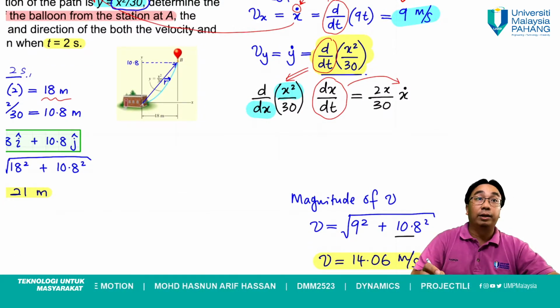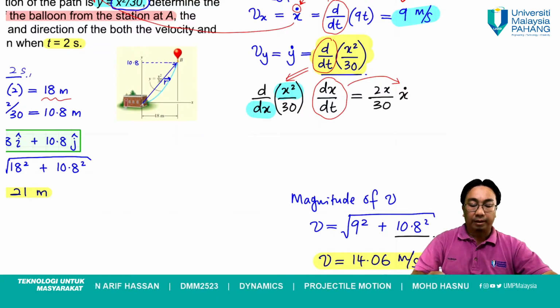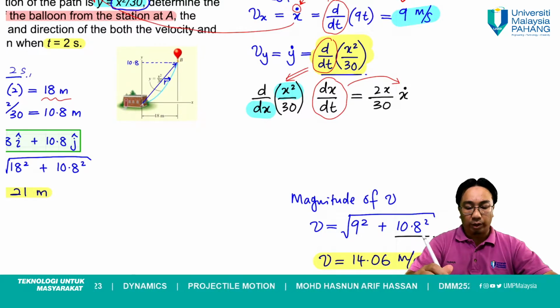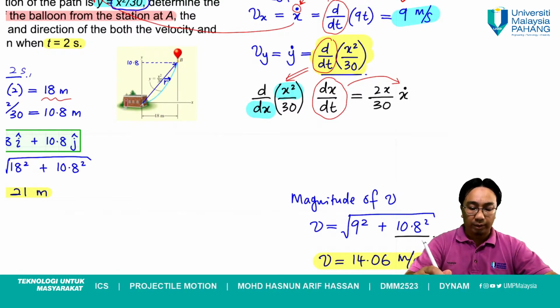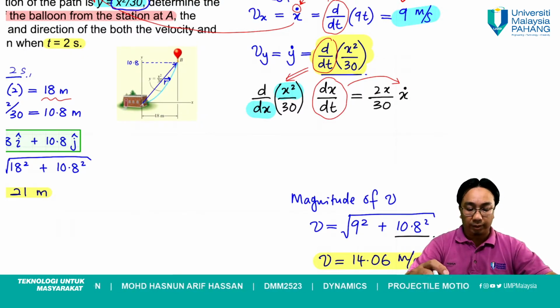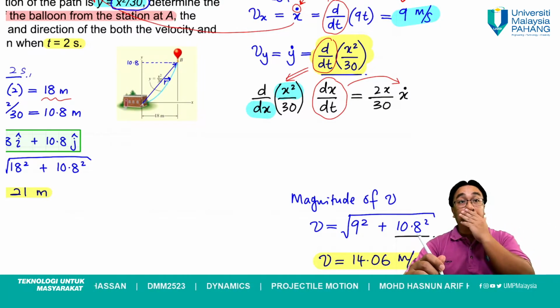Okay, this one 10.8 for Vy, and then you can get the magnitude of V by squaring Vx and Vy and then taking the square root. You will find the magnitude of V equals 14.06 meter per second.